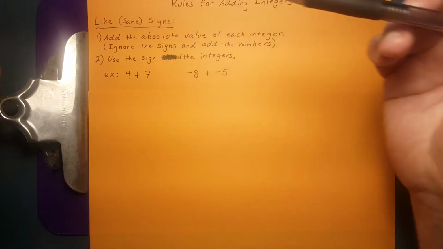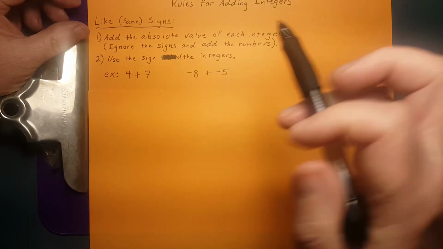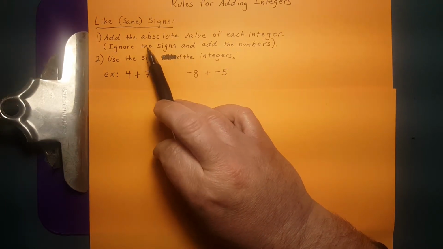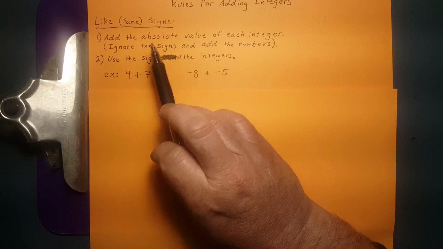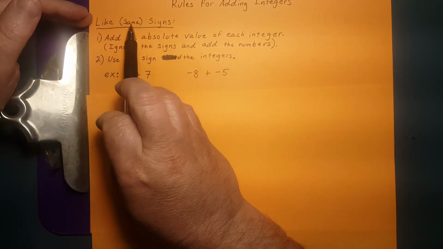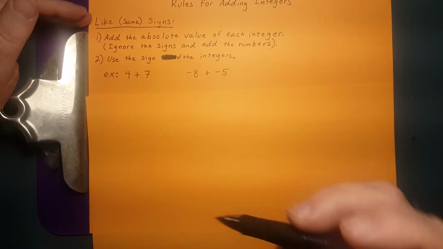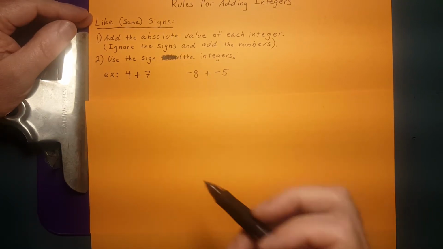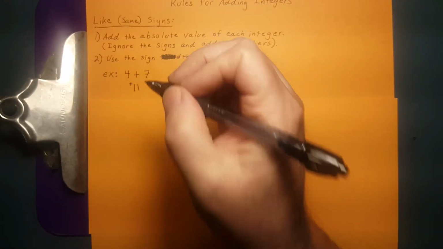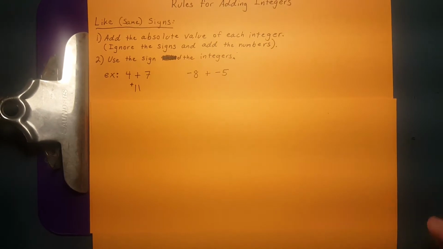If they have the same signs, it's really easy. You just add the absolute value of each integer. In English, that means ignore the signs and add the numbers. Then use the sign of the integers. They'll both have the same sign because they have like signs. Example, 4 plus 7, which you've been doing since first grade. 4 plus 7 is 11. They're both positive, so it's positive 11. You don't have to put the positive sign, but you're welcome to.